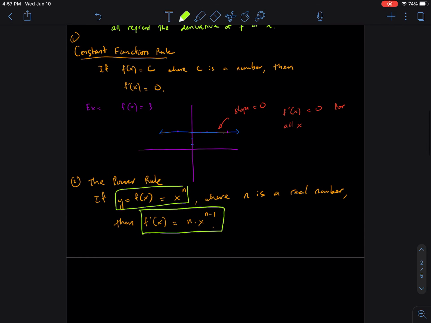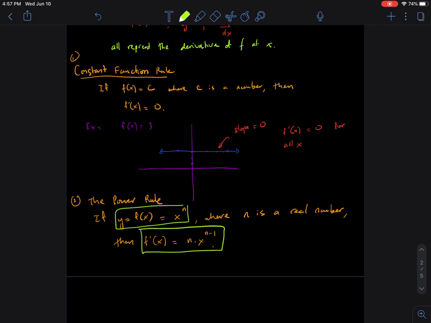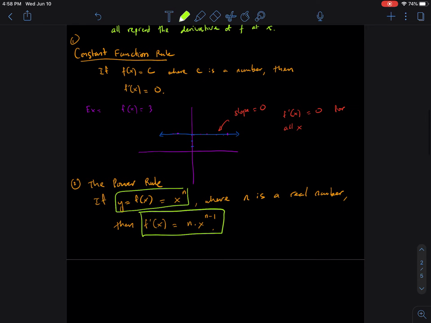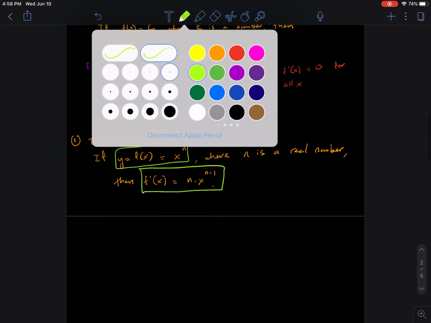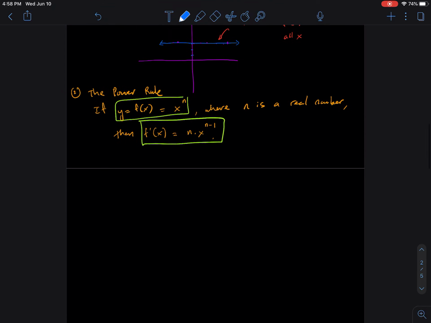Okay, so those are the two rules that we're gonna use in this section to do a lot of examples until we become familiar with the rules. So let's start with some examples here. Find the derivative for the following functions. Okay, so let's start with A.